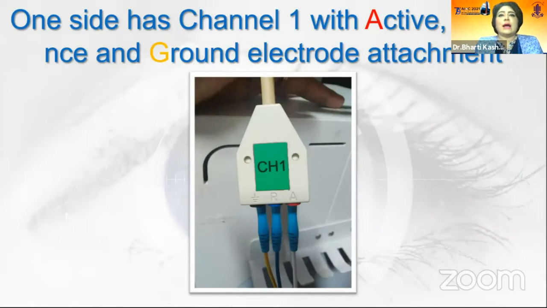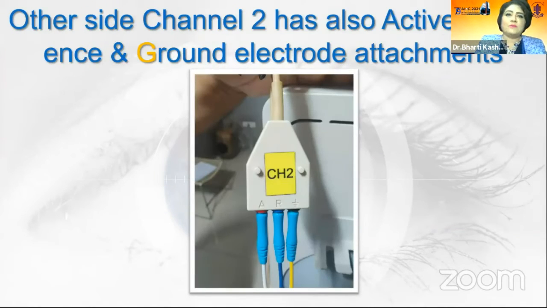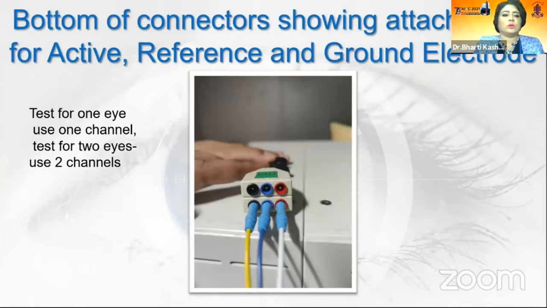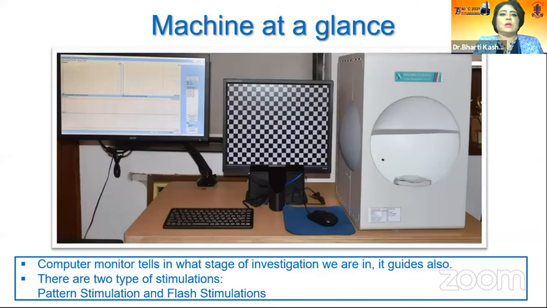One side has channel 1 with active, reference and ground electrode attachment. The other side, channel 2, also has active, reference and ground electrode attachment. Bottom of connectors showing attachment for active, reference and ground electrode. Test for one eye, use one channel. Test for two eyes, use two channels.